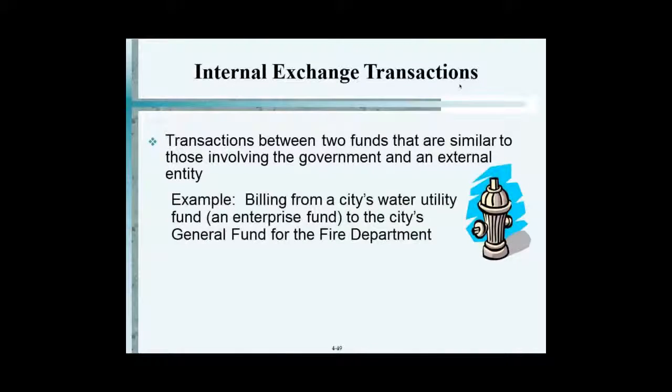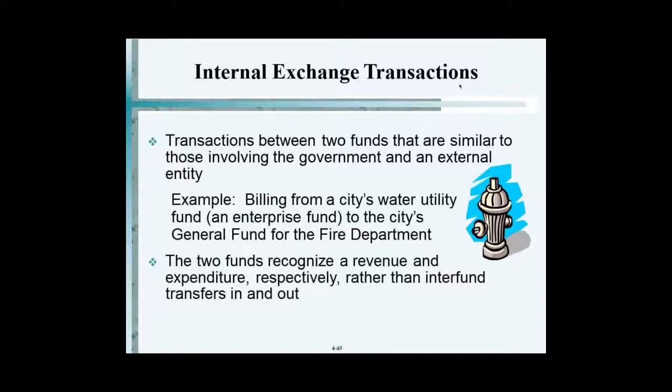Non-exchange transactions. And the easiest way to understand this is: whenever you have an exchange transaction occurring in governments, what does the word exchange mean? Exchanging value for value. So if you provided a monetary value, you will get a resource back equal to the monetary value.